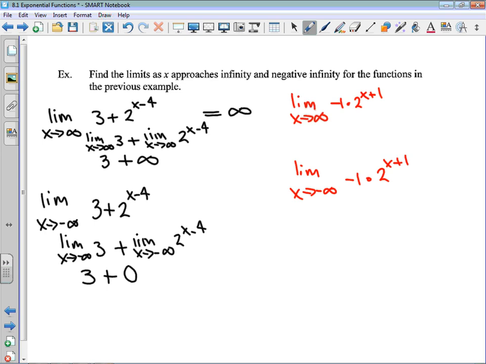And 3 plus 0 is 3. And I'd like to point out that that is where the horizontal asymptote plays a part, right? Okay, for the other side here, that negative 1 certainly does matter.